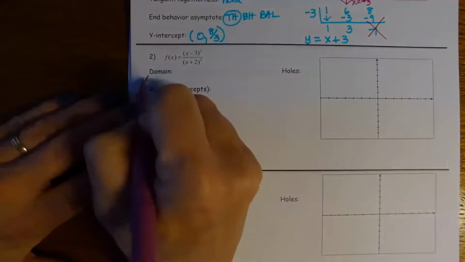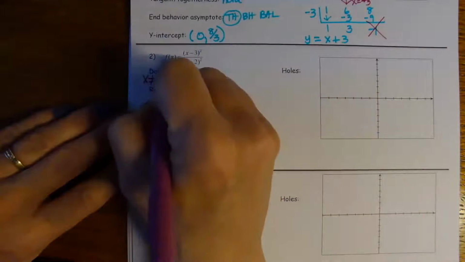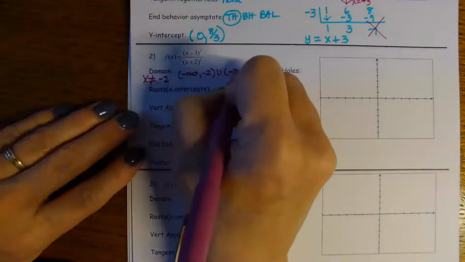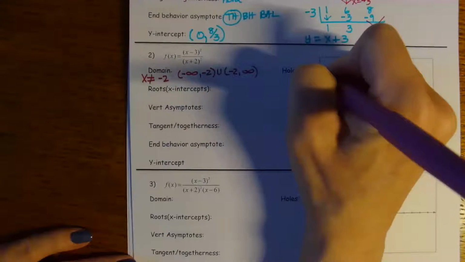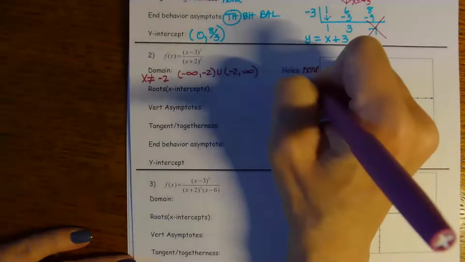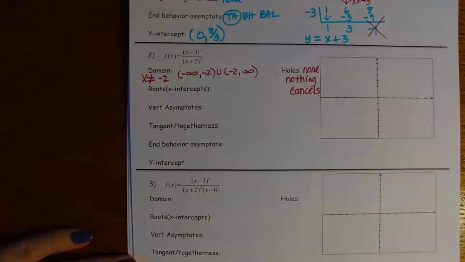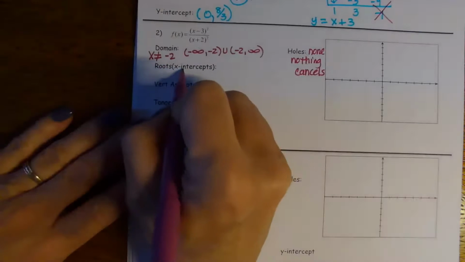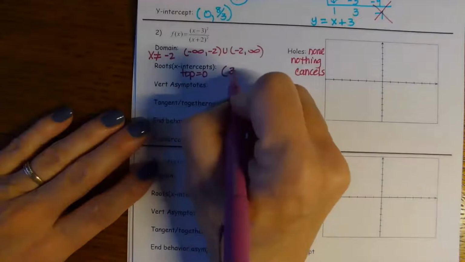Well, what can x not be? X can't be -2, right? So that's going to be -infinity to -2. Right? Any holes? No. Why? Nothing cancels. There, I wrote that one bigger so it doesn't look like canals. Is there a root? Yes, and where do I find those? Top equals 0. So that would be at 3, 0.